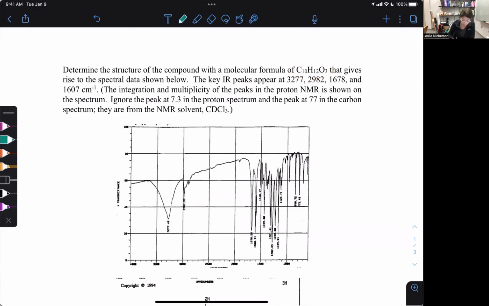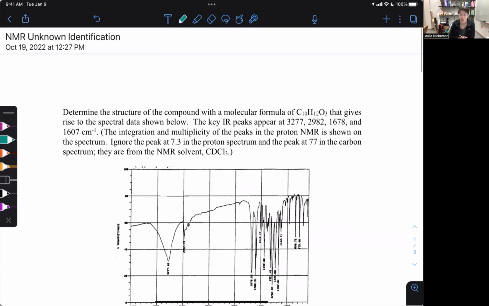But since I have the formula, the very first thing that I'm going to start with is figuring out my degrees of unsaturation. I have not made a video on degrees of unsaturation yet, but I'm just going to show you the way that I do it really fast. So I know that a saturated molecule is going to be CnH2n+2. So that's the formula for a saturated molecule.